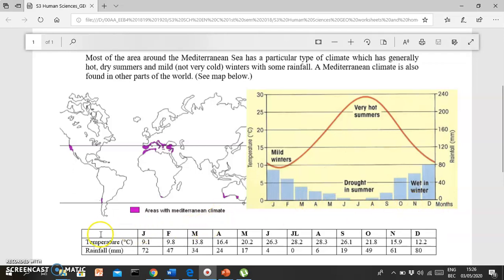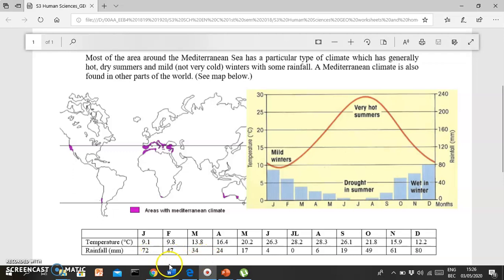Now if you look at this table here, it's almost the same thing, but of course the representation is slightly different. At the top you have the months: January, February, March, April, May, etc. And then on this side you have temperature. So the numbers here refer to the average temperature each month. And then you would also have the average rainfall in millimeters each month.